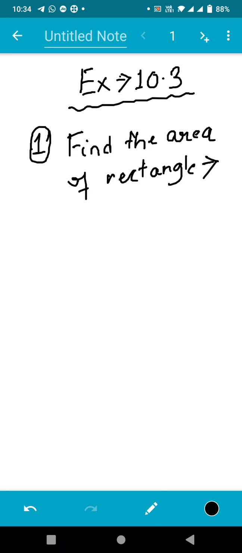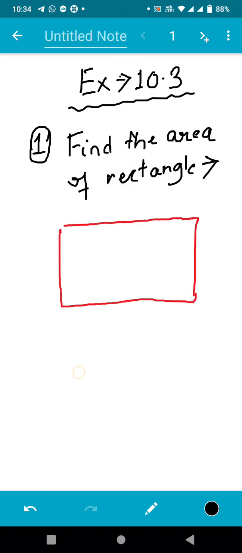Hello students. Today we'll start exercise 10.3 and I will explain all the sums of question number 1. As you see, in question number 1 we have to find the area of rectangles. Before that we have to know what the area of a rectangle is. For that I need to draw one rectangle figure. So this is a rectangle.